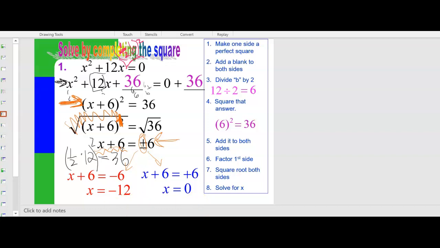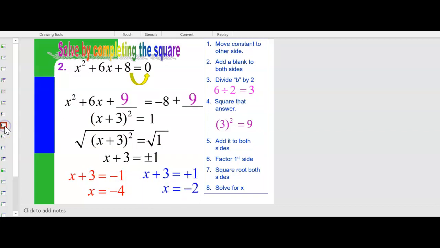You can check it by plugging negative 12 in the equation to see if it equals 0, or plug 0 into the equation to see if it equals 0, to make sure they're really the solutions of the equation. Or you can also graph this equation in the decimals and see where the parabola touches the x-axis, and where they touch is where your solutions are. You can check them yourself. Okay, and let's look at the next example.